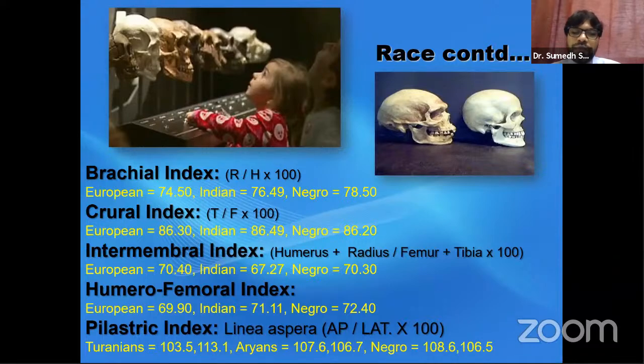And then the humerofemoral index is basically the total length of the femur to the total length of the humerus. And again, there is a slight difference in the case of European, Indian, and Negroid. There is one more index that is called the pilastric index.